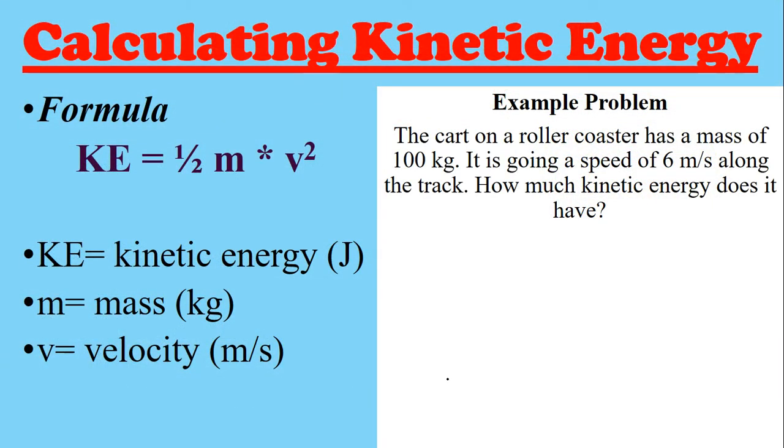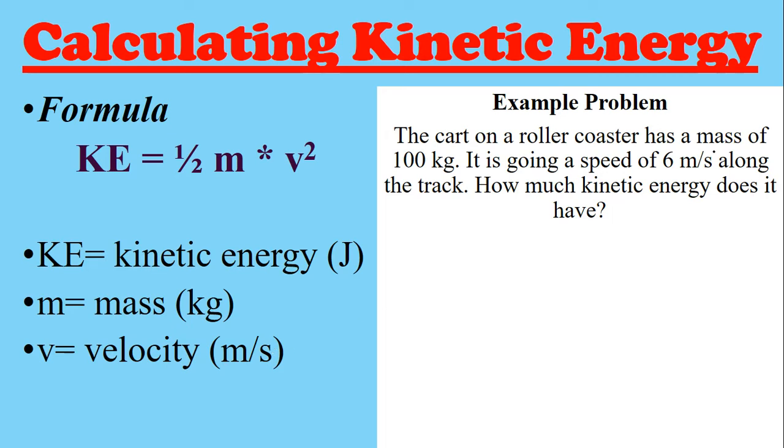All right, let's calculate kinetic energy. Here's the formula for kinetic energy. KE equals 1/2 m v squared, which translates to kinetic energy equals 1/2 times the mass times the velocity squared. KE stands for kinetic energy, which unit will be joules. M is mass, its unit is going to be kilograms, and v is for the velocity, and its unit is m over s.